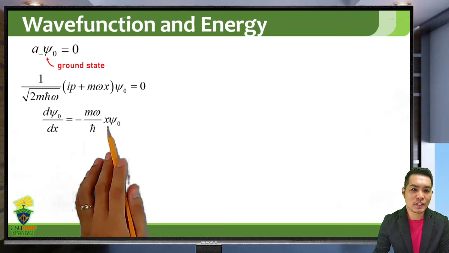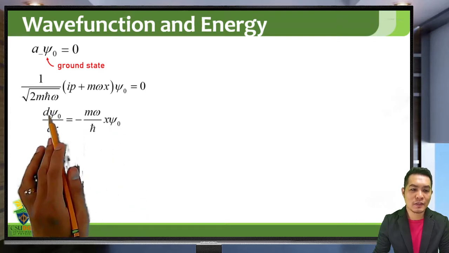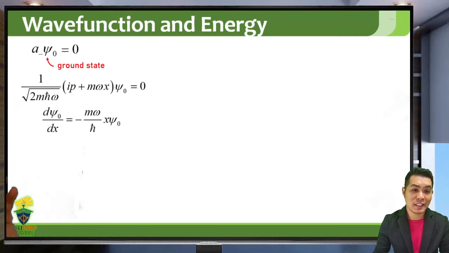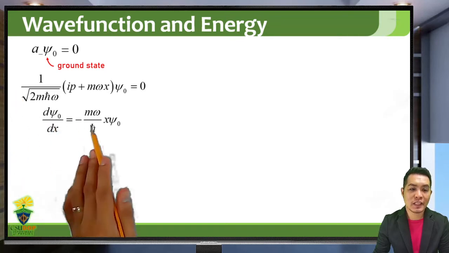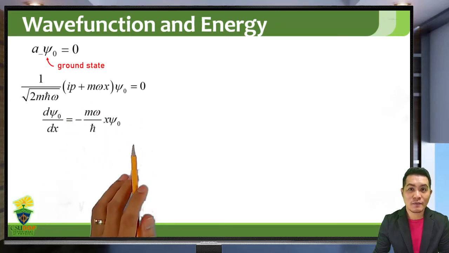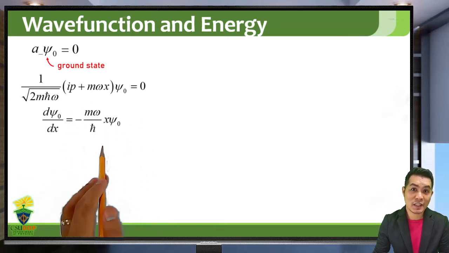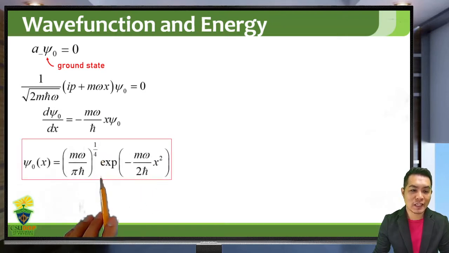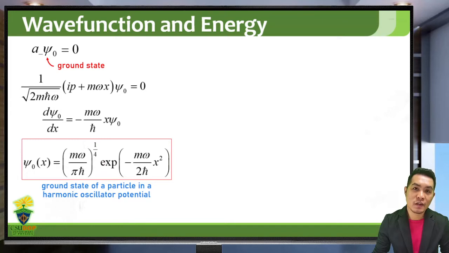Just divide both sides by psi naught. So we'll have d psi naught over psi naught. To integrate that, the answer is ln. So you cross multiply dx, you will have x dx. You integrate that, and of course the integral of x dx is x squared over 2. So you use that, and you can now solve for the ground state of a particle trapped in a harmonic oscillator potential.